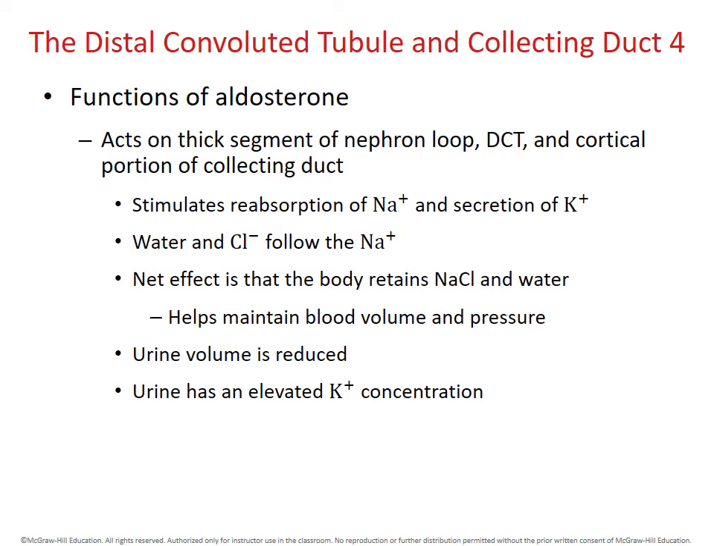So what does aldosterone do exactly? Well, it has several mechanisms whereby it affects sodium and potassium concentrations. First, it can work on the distal convoluted tubule and the cortical portion of the collecting duct, meaning the part of the collecting duct up in the cortex, not the part in the medulla. And it also can work on the thick segment of the nephron loop. And in all cases, what it can stimulate is reabsorption of sodium, meaning it's going to pull sodium out of the tubular fluid into the surrounding space, and secretion of potassium.